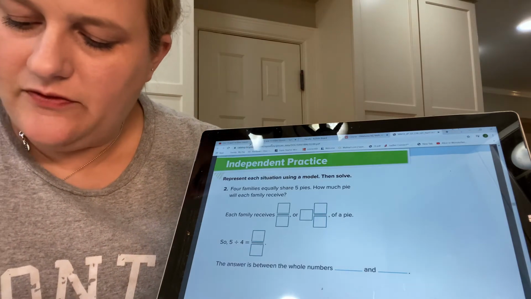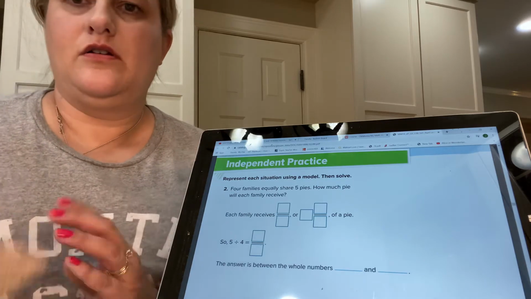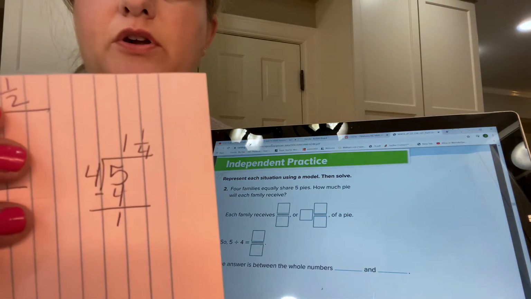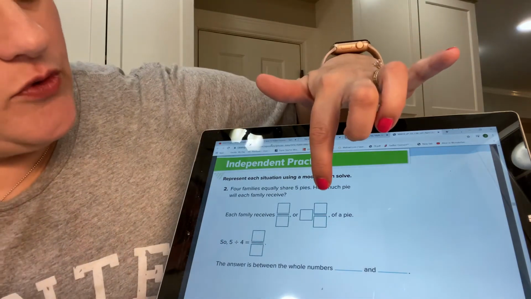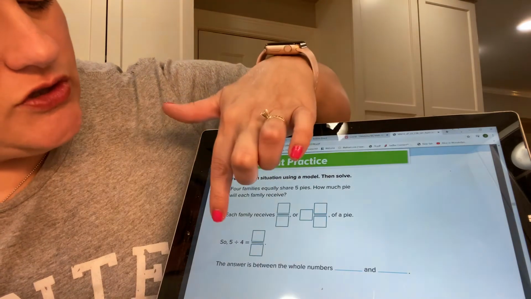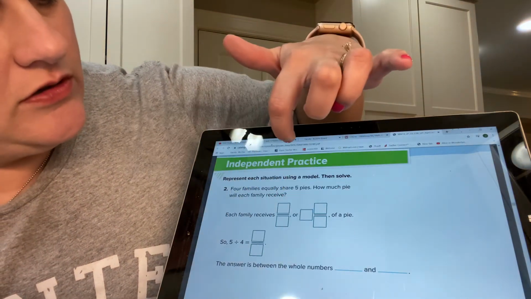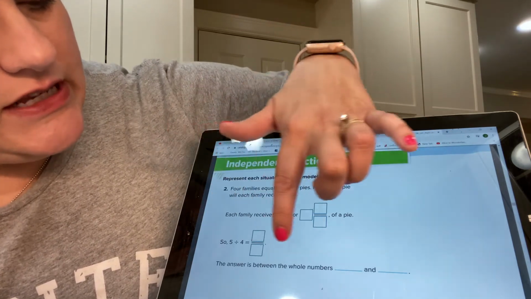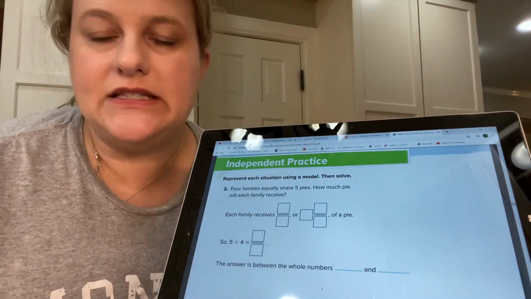5 divided by 4 would be 1 1/4. See how I did that? So 1 1/4 pies. So 5 divided by 4 is equal to 5 over 4, or 1 1/4. This answer is between 1 and 2 because it's more than 1 pie, but it's not 2 whole pies.